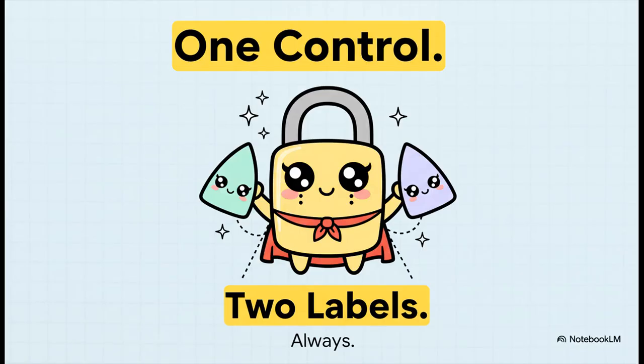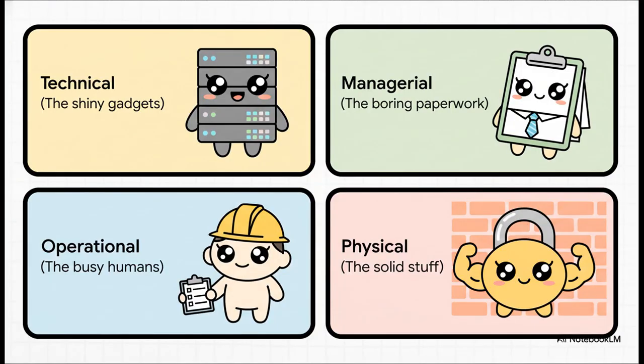Okay, time to bring it back to cybersecurity. But before we go any further, I need you to burn this phrase into your mind. Say it with me. One control, two labels, always, every single time, no exceptions. So here's a quick little preview of those main categories, the ingredients we were talking about. You've got technical, that's all the shiny gadgets and software. Managerial, which, yeah, can be the boring paperwork, but it's so important. Operational, that's the busy humans doing their jobs. And physical, you know, the solid stuff you can actually touch. We are going to dive way deeper into these next time.